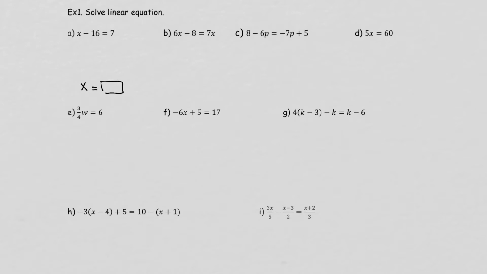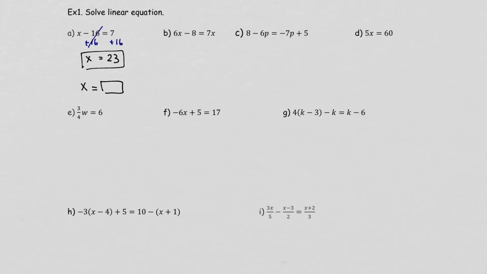It means you need to get rid of negative 16, and you get rid of negative 16 by adding 16. It means you need to do exactly the same thing on the other side, where your x will be equal to 7 plus 16, 23, right?